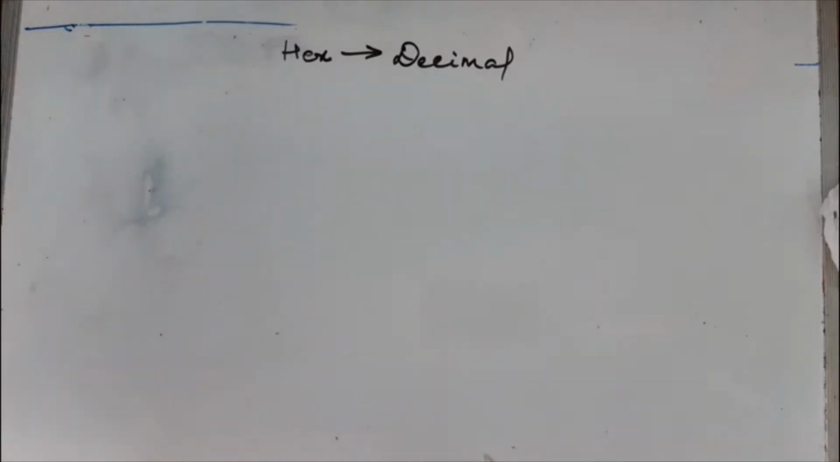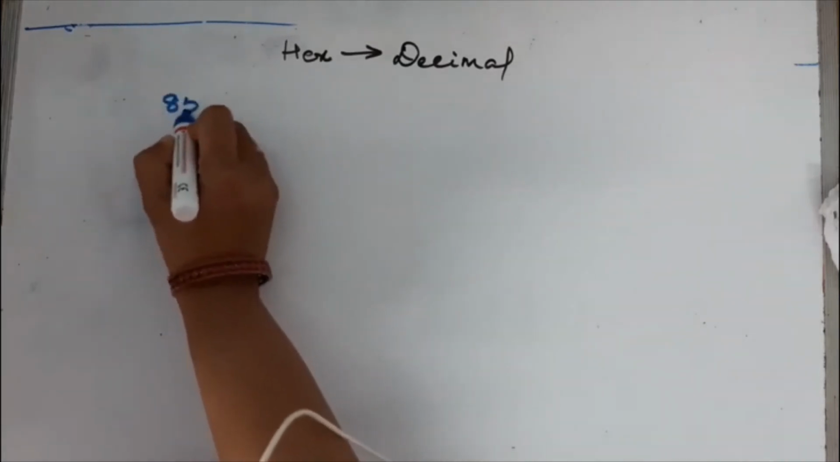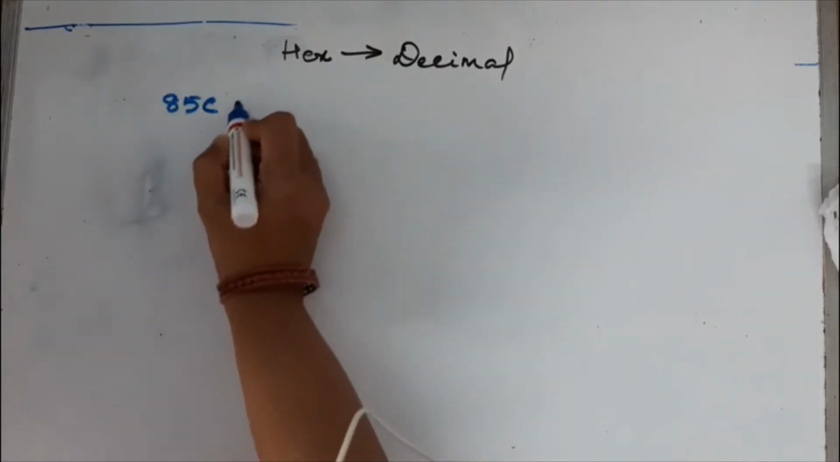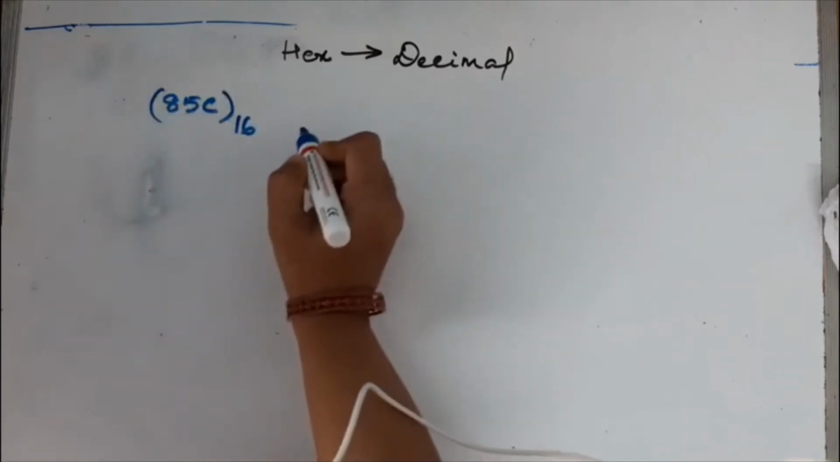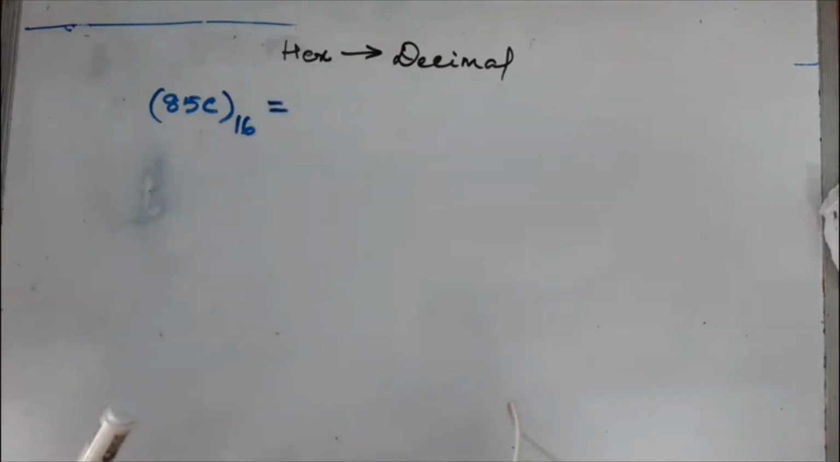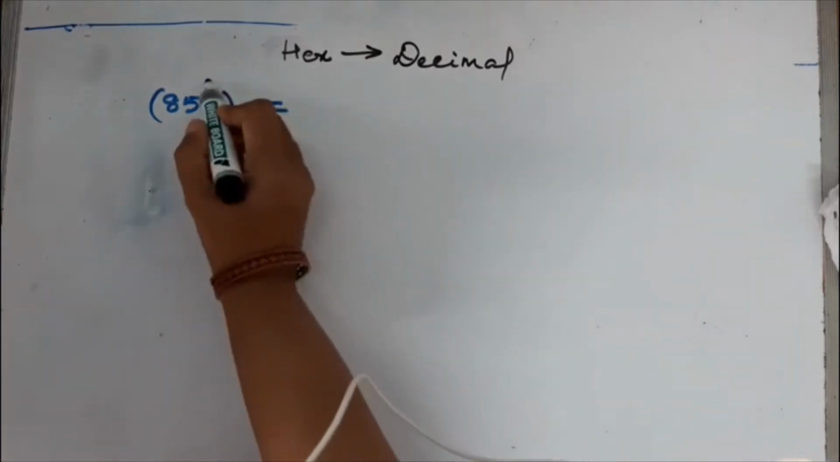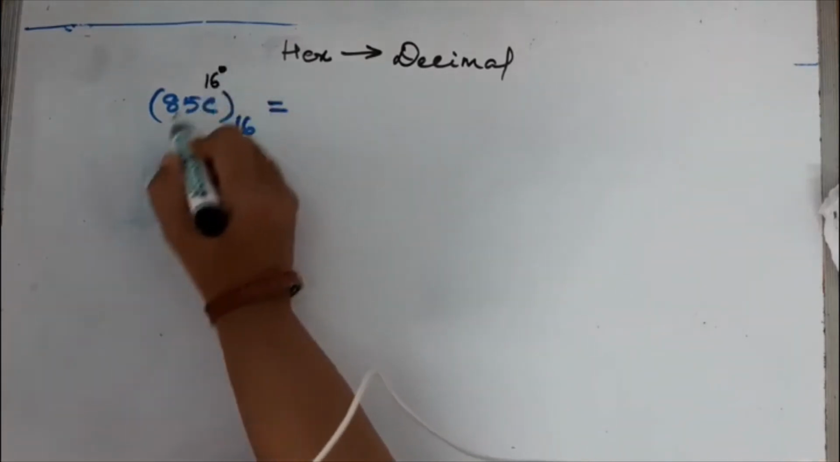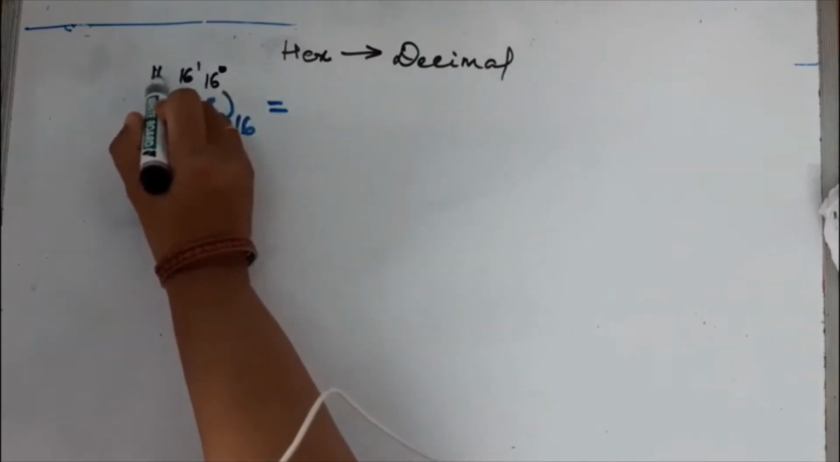suppose let's take a question, 85C to the base 16. So this we will take it as, in 85C, C has 16 raised to 0, this is 16 raised to 1 and this is 16 raised to 2.